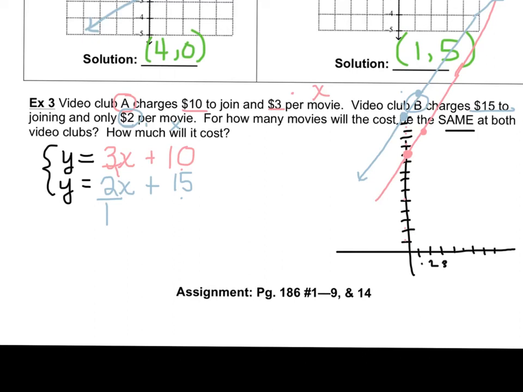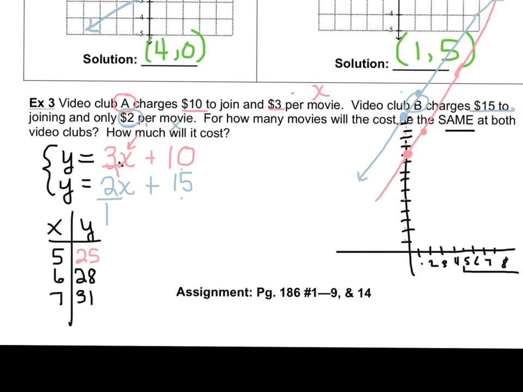1, 2, 3, 4, 5, 6, 7, 8. Maybe we'll start with 5 and we'll work our way forward from there. So for the pink equation, here's x and y. Let's plug in 5. If we plug in 5 into the pink equation, 3 times 5 is 15. 15 plus 10 is 25. Let's try 6. 3 times 6 is 18, plus 10 is 28. Let's try 7. 7 times 3 is 21, plus 10 is 31.